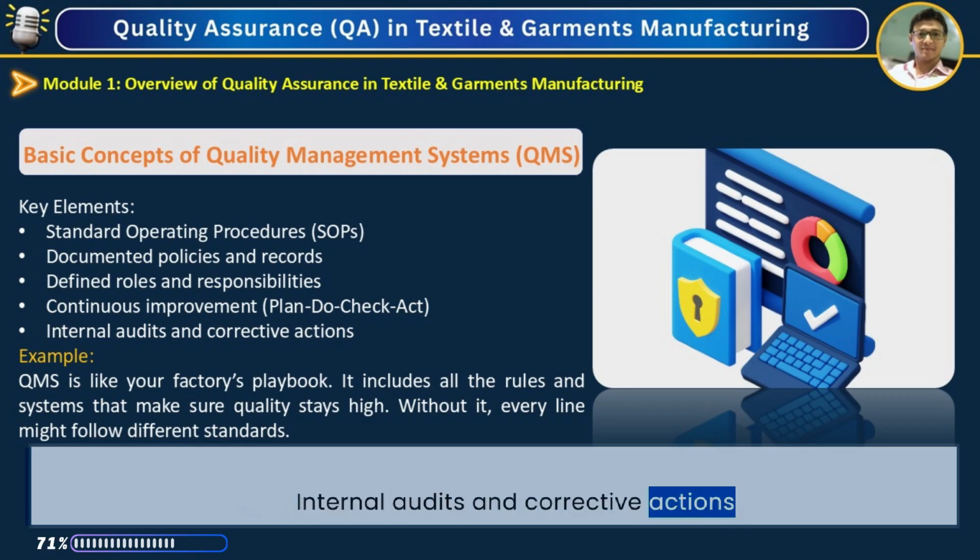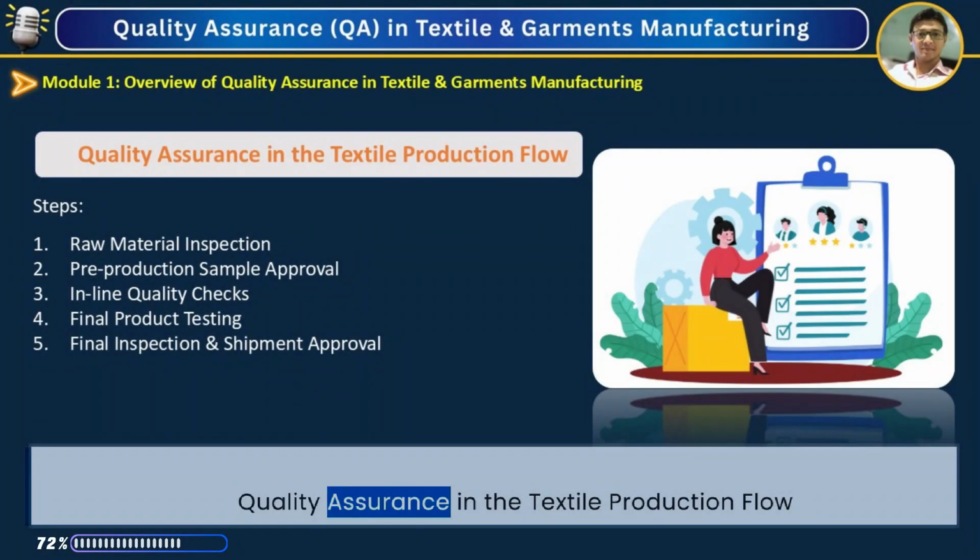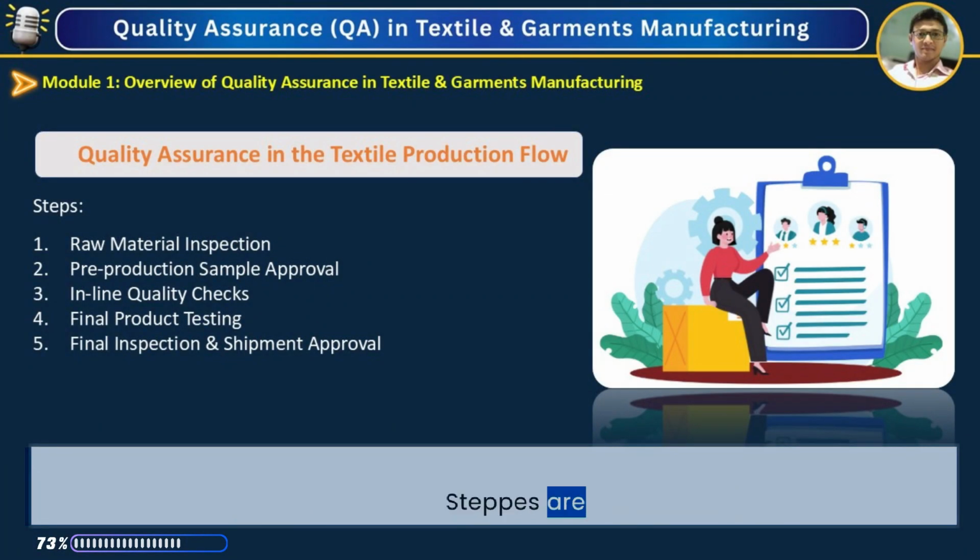audits and corrective actions. Quality assurance in the textile production flow. Steps are: 1. Raw material inspection. 2. Pre-production sample approval. 3. In-line quality checks. 4. Final product testing. 5. Final inspection and shipment approval.